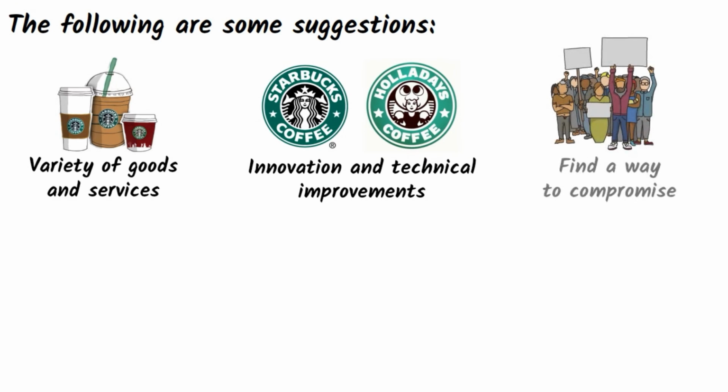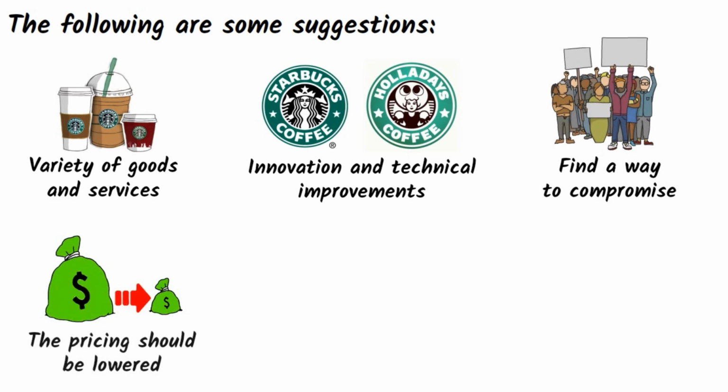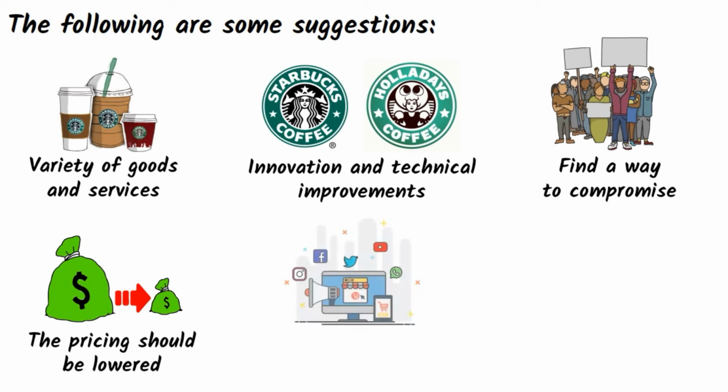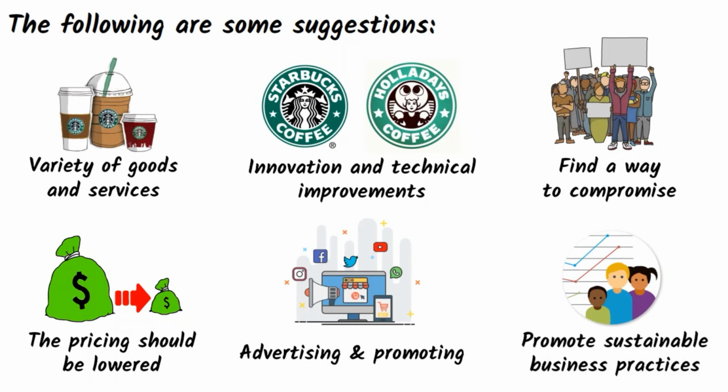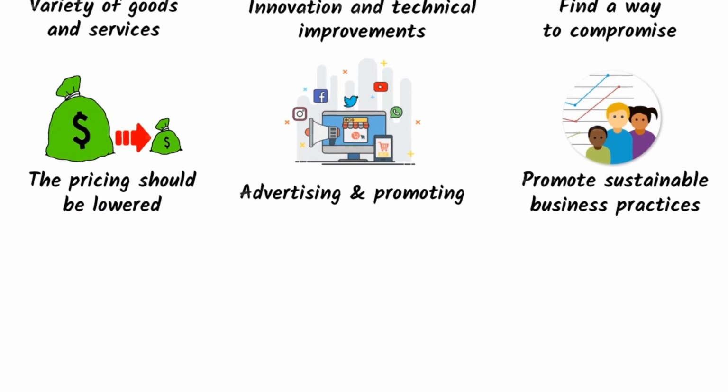3. Find a way to compromise with the anti-globalization protesters. 4. The pricing should be lowered so that the products are more accessible to people of all income levels. 5. Start using some clever advertising, promoting, and brand-building techniques. 6. Promote sustainable business practices, CSR initiatives, and community growth.